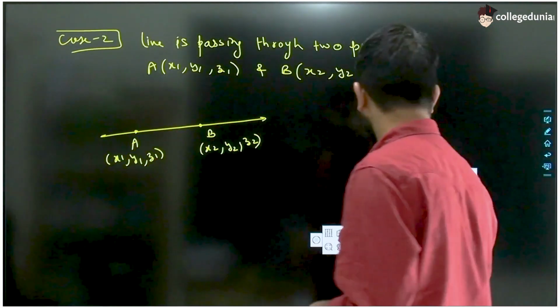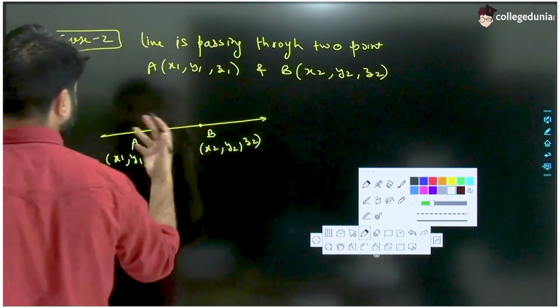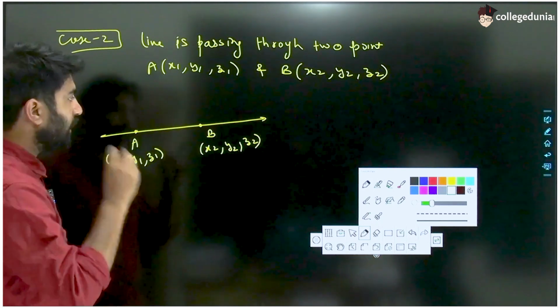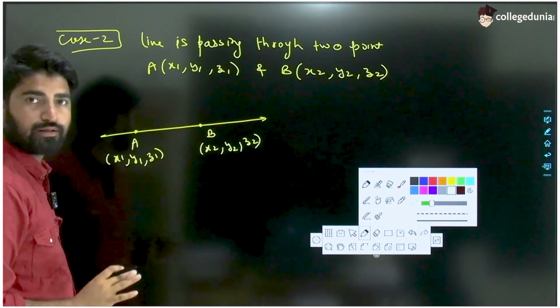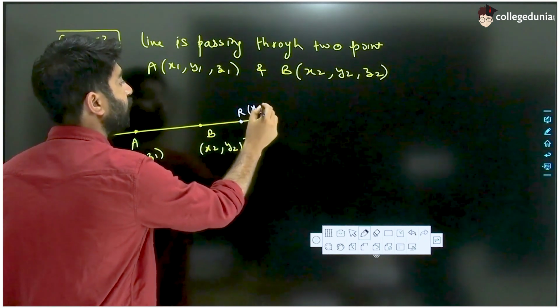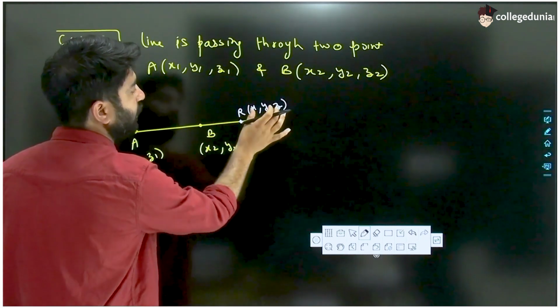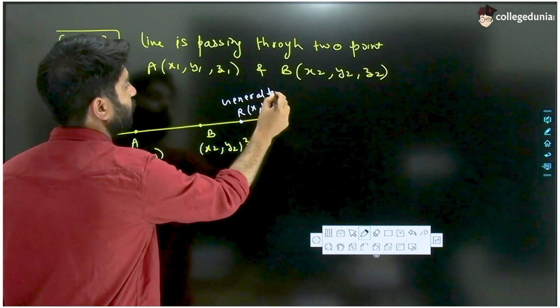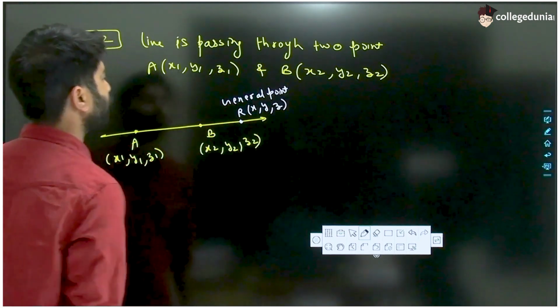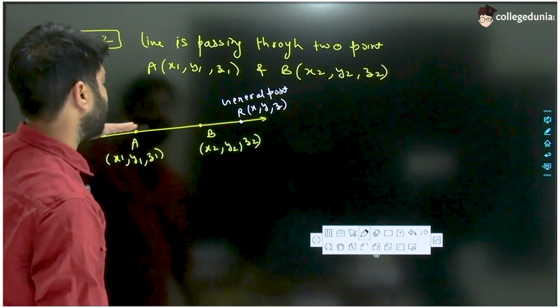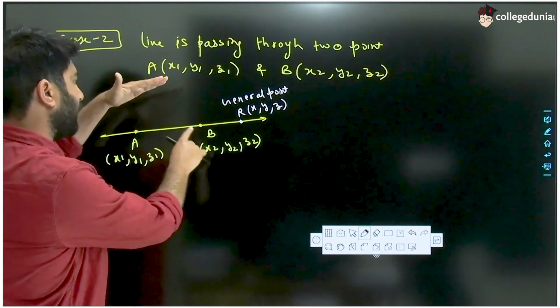So guys, for finding the equation of AB, again we will have to take a point on this line. Let's say there is a point R, a general point. Coordinates of R are x, y, z. This is a general point on this straight line. And now we have to find the equation of the line which is passing through point A and point B.